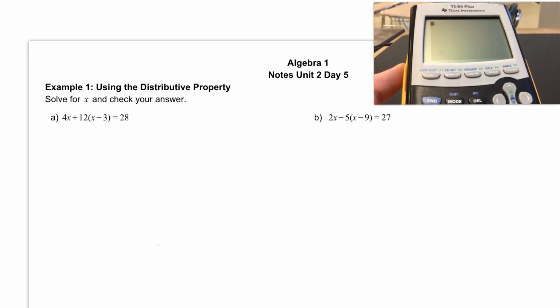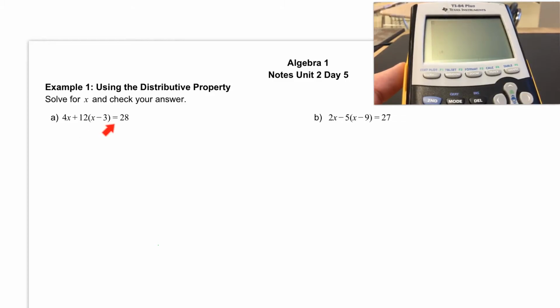In example 1 for today, we are going to start using the distributive property in order to help solve equations. So our equations are getting a little bit more complicated. If we take a look at letter A, we have 4x plus 12 times x minus 3 equal to 28. And what we want to do is simplify this left-hand side. So we're going back to our stuff from chapter 1.